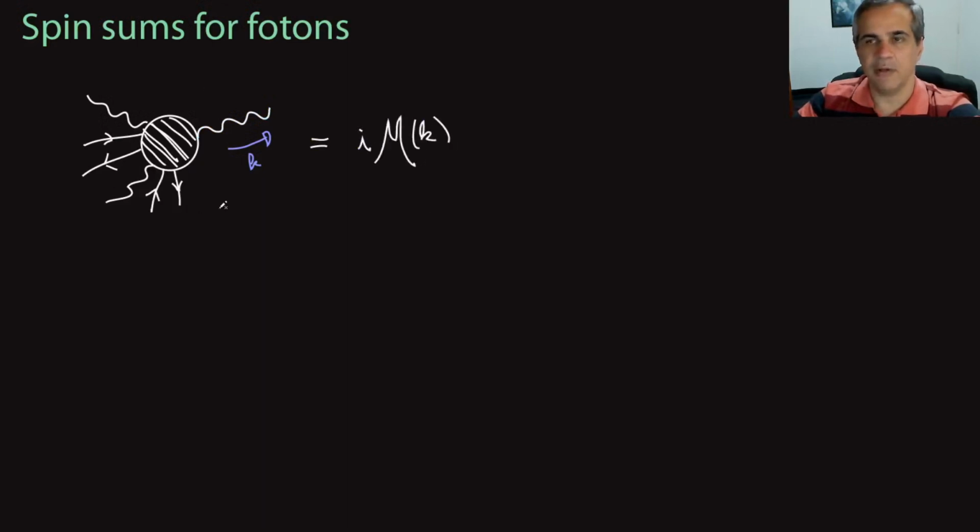K. Whatever is on this side will be equal to I times the matrix element, right? And that matrix element depends on many variables, but it is also a function of K. Now let me divide this into pieces, right?